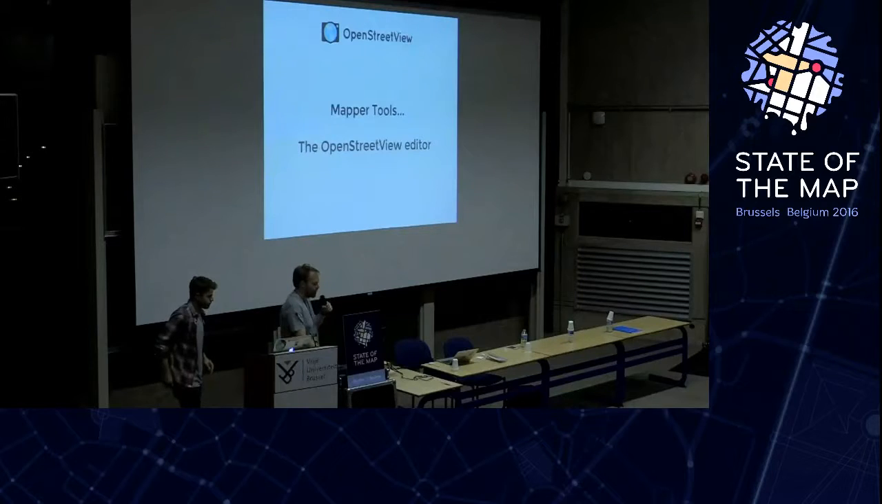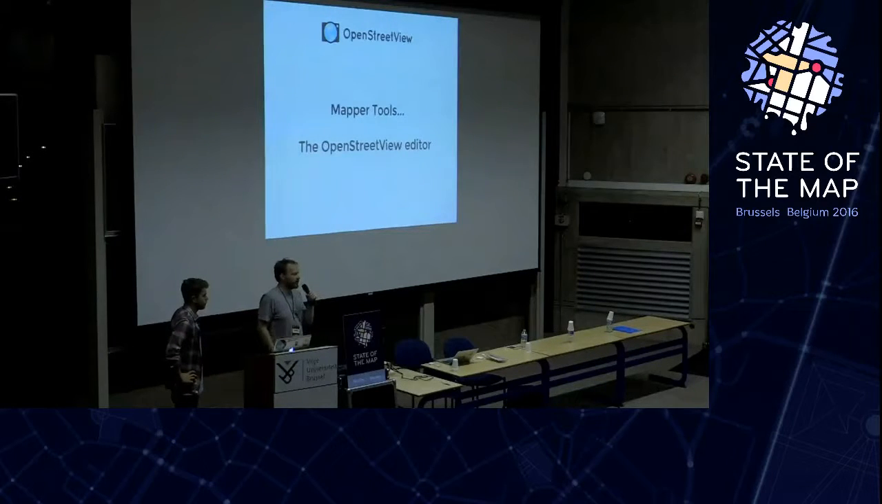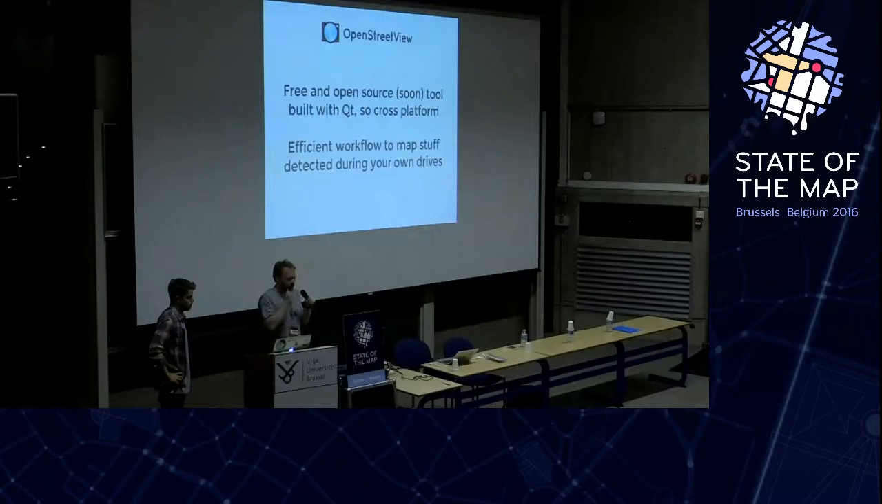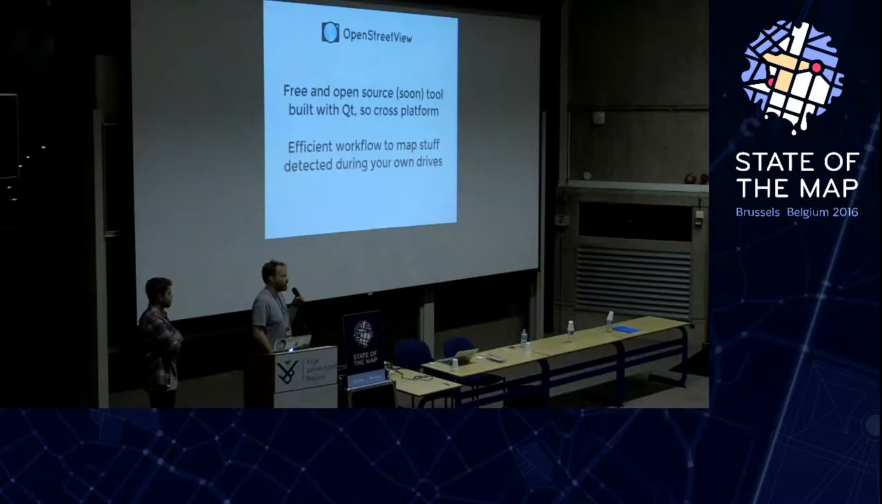Then something I already mentioned a little bit is the OpenStreetView editor, which is currently in an internal alpha mode that we hope to expand on and release to the public. This is also a Qt tool. It already is tested on Mac and Windows, but we should be able to make it available on Linux as well. What it is, basically, is an efficient workflow to map stuff detected during your own drive. So it's really focused on processing your own trips mainly at first.